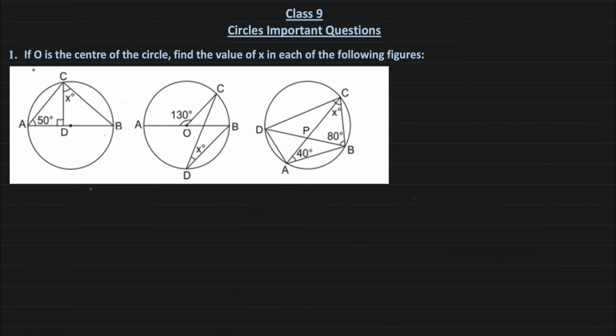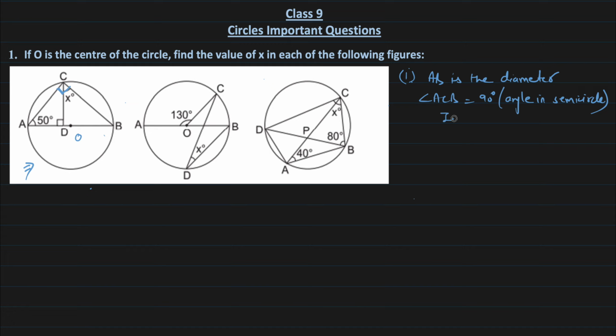First question: if O is the center of the circles given over here, find the value of x in each of the following figures. So let's begin with the first part. In the first figure, AB is the diameter. So I can say angle ACB is 90 degrees, angle in a semicircle. Now these angles become 90.